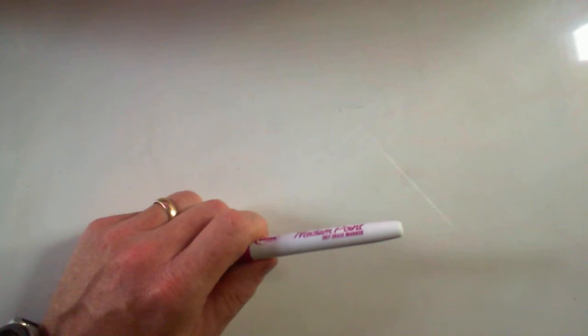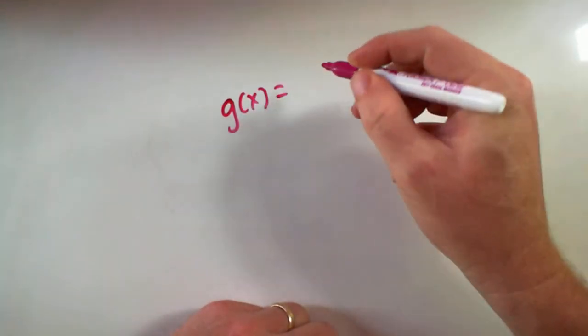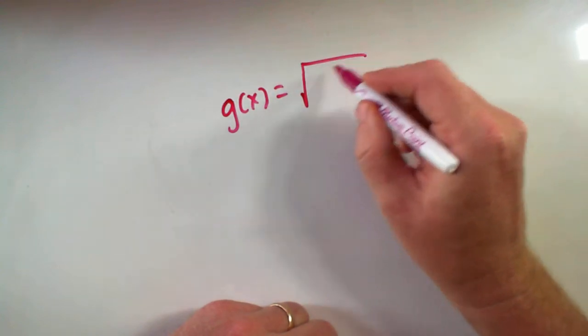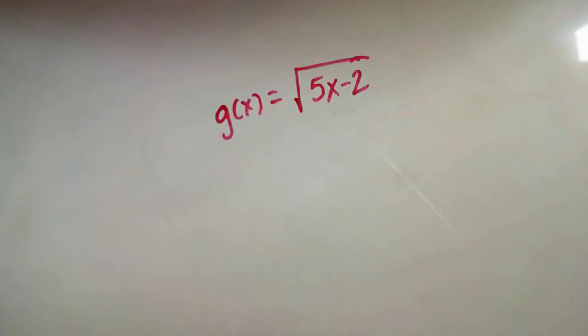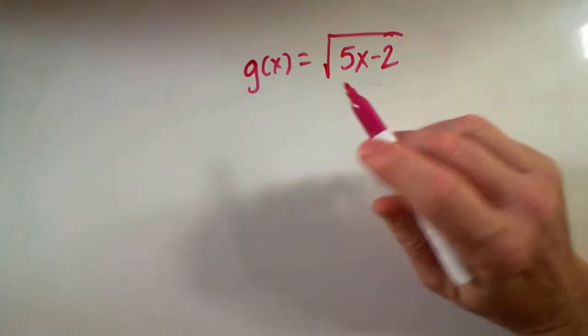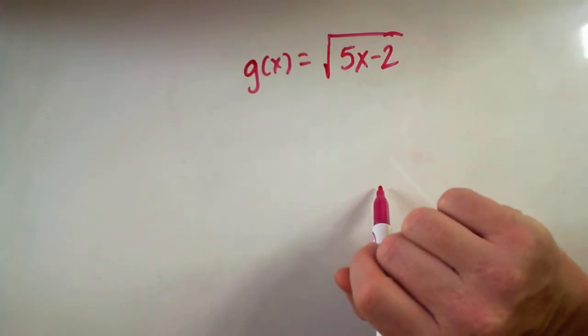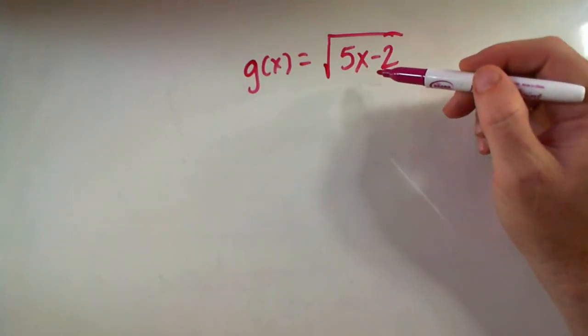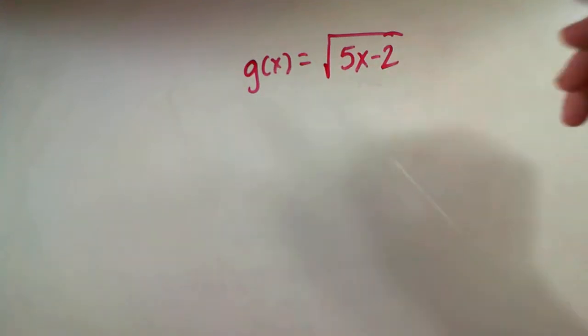So we'll start with number two, where we have g of x equals the square root of 5x minus 2. Now, this time we do have to ask ourselves those questions, all right? So we start with all real numbers, and then we say, do we have radicals? No, we do not have any. Do we have denominators? No, we do not have any denominators. But we do have a radical.